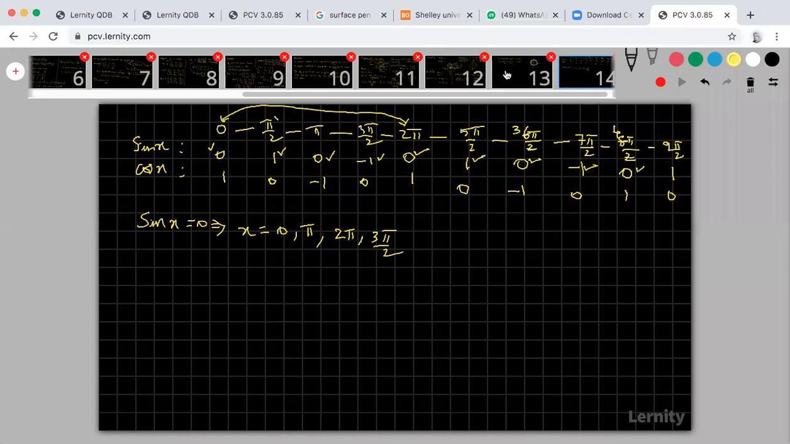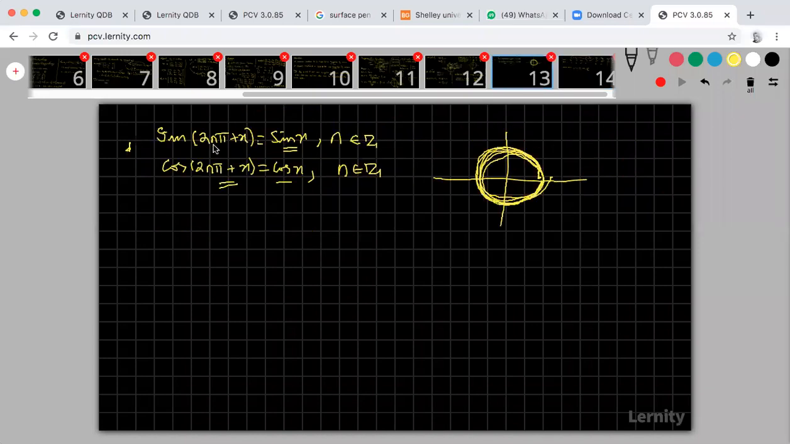Some students are asking a doubt in the 13th slide. Dear students, look at that. You put n equal to 0. N is an integer. N equal to 0 means sin x is equal to sin x. And put n equal to 1, an integer. Sin of 2 pi plus x is equal to sin x. Please try to understand, my dear students.